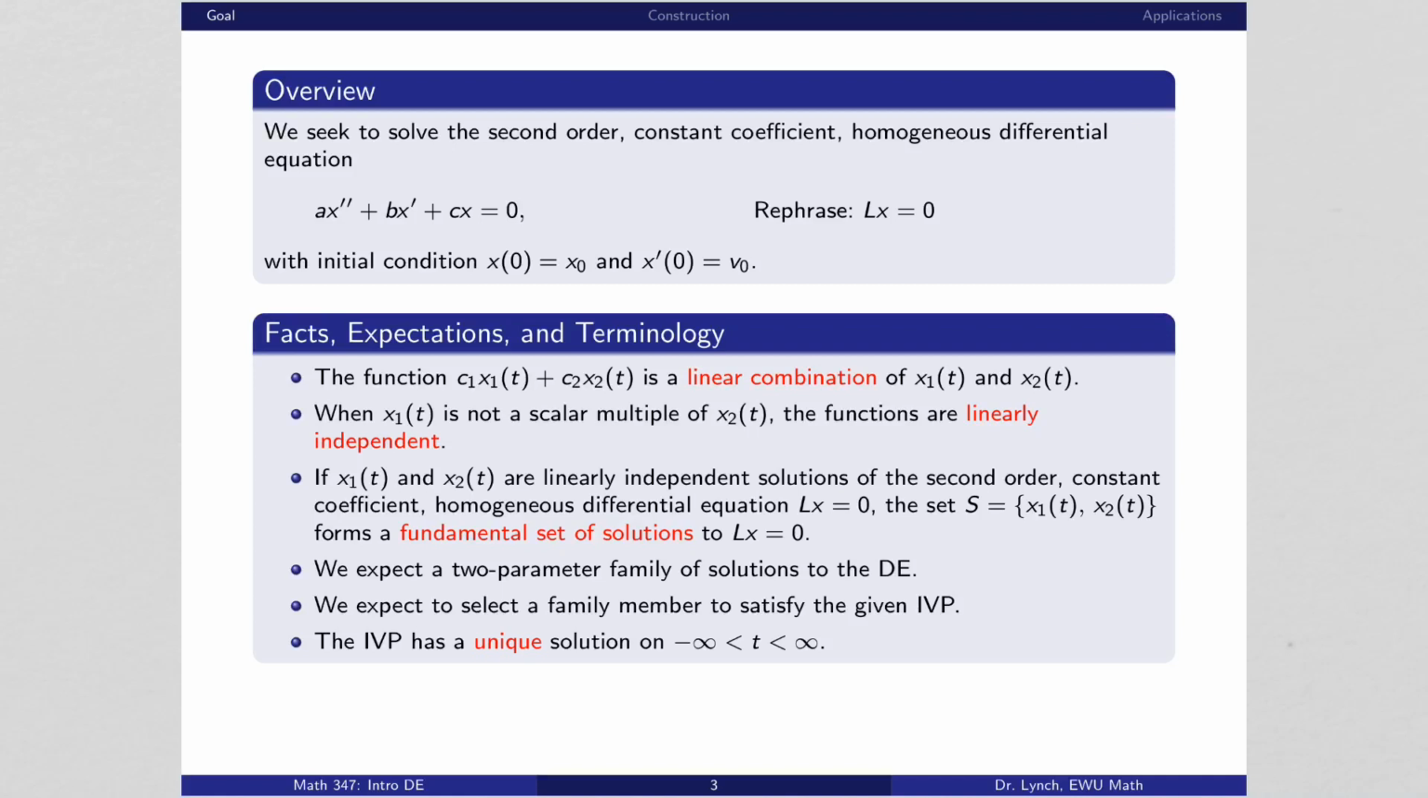A few expectations on this second order differential equation: we expect to have to somehow integrate twice to integrate out these two derivatives, and in that sense we expect two constants of integration. In some sense, we expect a two-parameter family of solutions. From that general solution, we would expect to be able to select a family member that satisfies the given initial value problem. It turns out that the initial value problem has a unique solution on the entire real line. Its interval of existence is minus infinity to infinity for this constant coefficient differential equation.